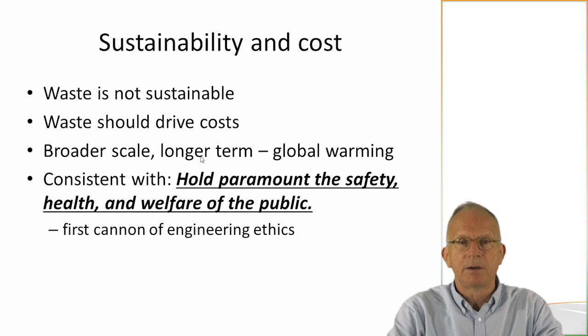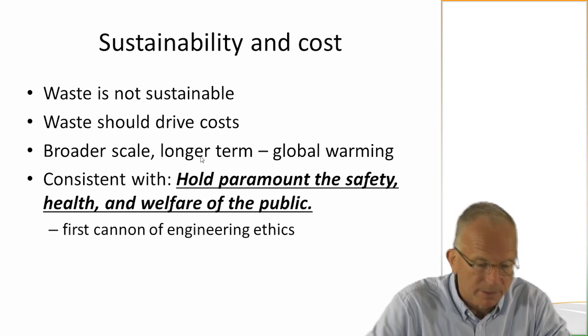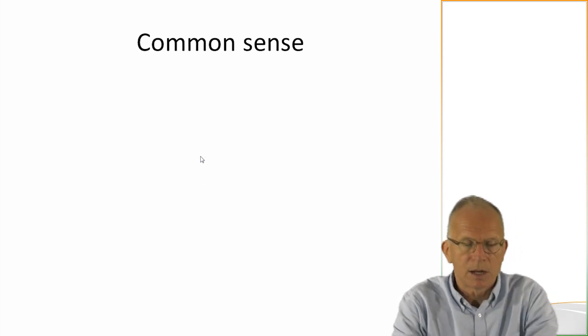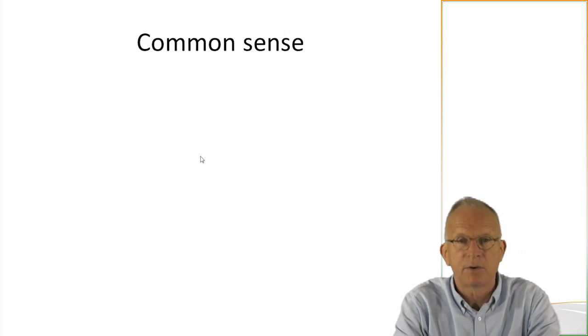So here's something to consider in looking at waste. The first canon of engineering ethics is to hold paramount the safety, health, and welfare of the public. So there is a true cost to global warming, and it is going to impact the safety, health, and welfare of the public. So we need to be addressing waste and recognizing that even if there is not an immediate cost to the company, we do have a moral and ethical obligation as engineers to address this.